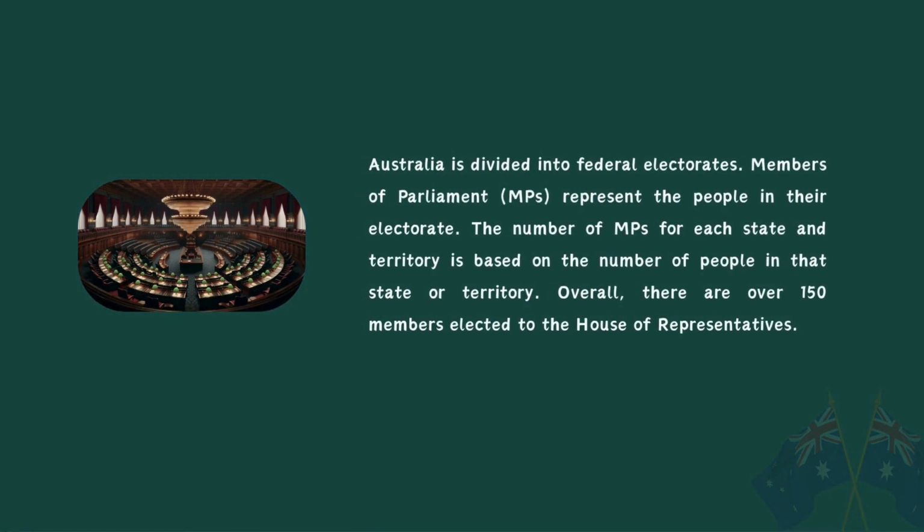Australia is divided into federal electorates. Members of Parliament, MPs, represent the people in their electorate. The number of MPs for each state and territory is based on the number of people in that state or territory. Overall, there are over 150 members elected to the House of Representatives.